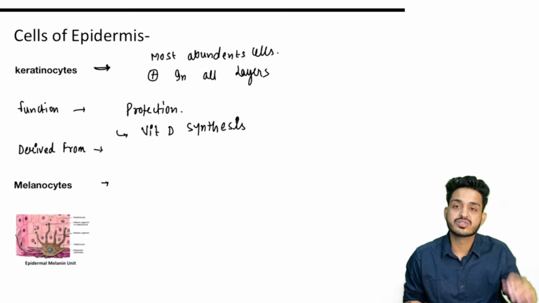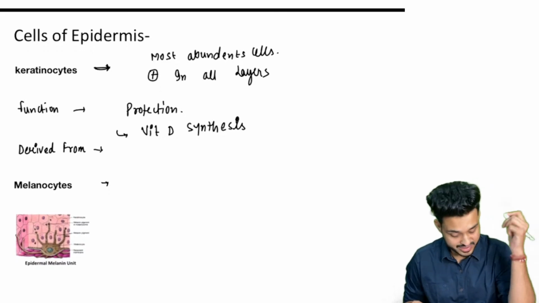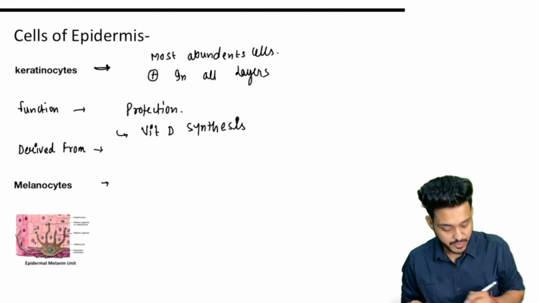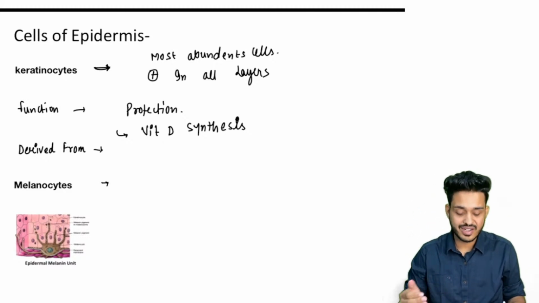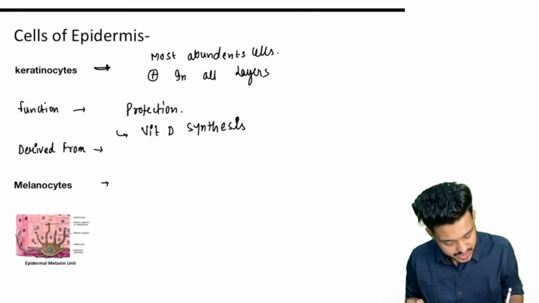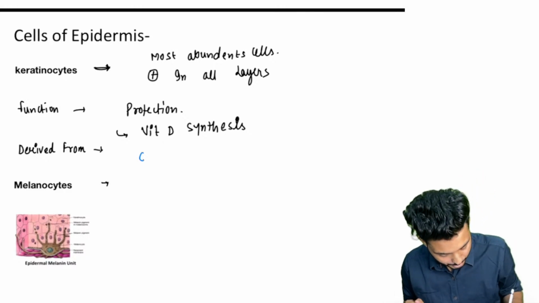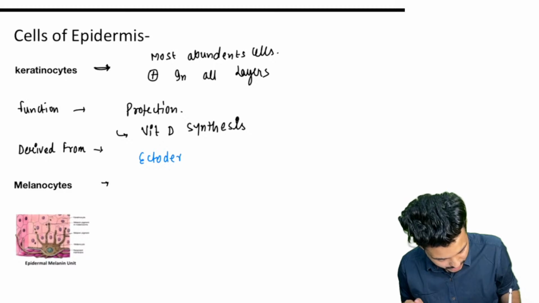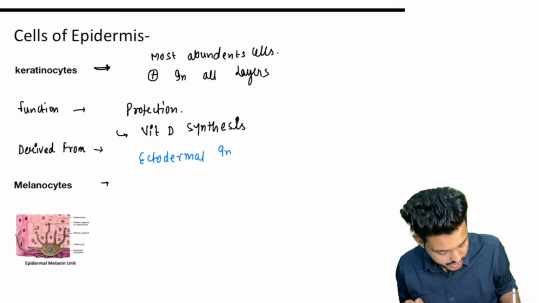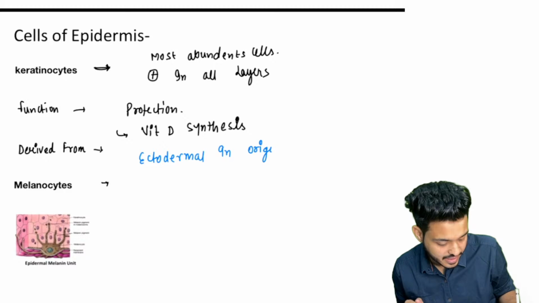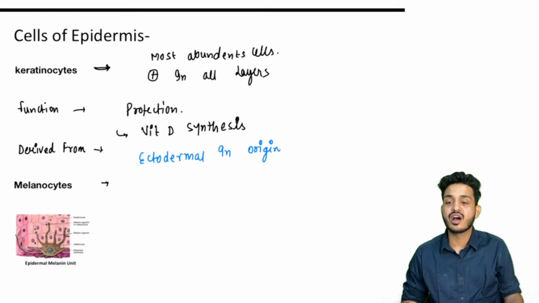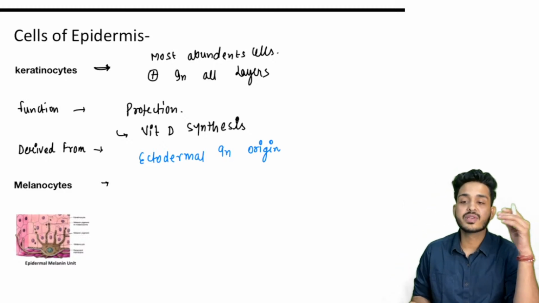One important question that has been coming up in your exam, that is, where does it come from? Okay, where do keratinocytes come from? So these are ectodermal in origin. Okay, these are ectodermal in origin. कहाँ से आते हैं keratinocytes? They are coming from the ectoderm.